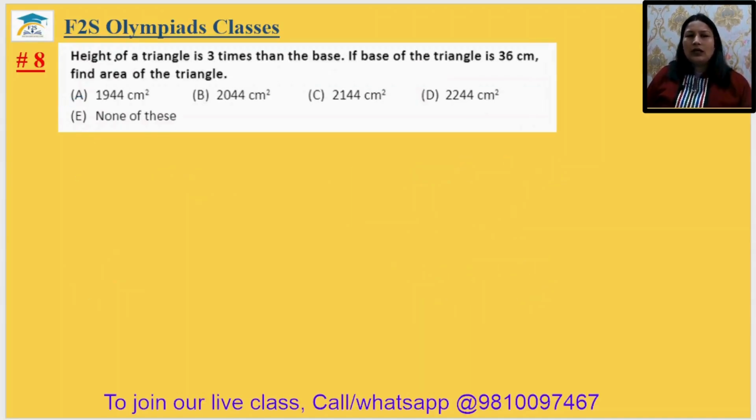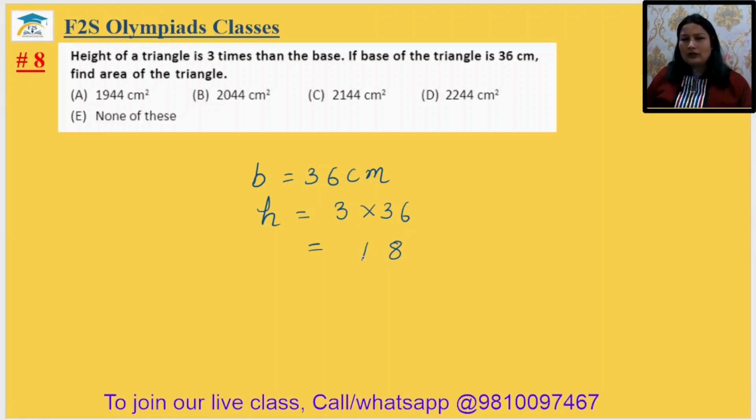Question number 8. The height of a triangle is 3 times the base. If the base of the triangle is 36 centimeter, find the area of the triangle. So the base is given as 36 centimeter and the height is 3 times the base. So 3 multiply by 36. 6 threes are 18, carry 1, 3 threes are 9, 9 plus 1 is 10, so 108. It is centimeter.